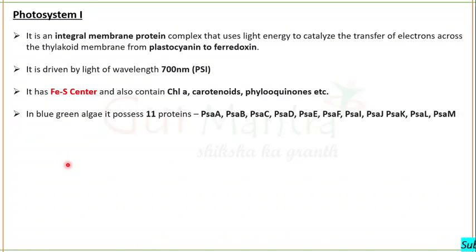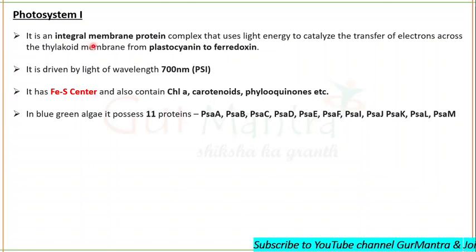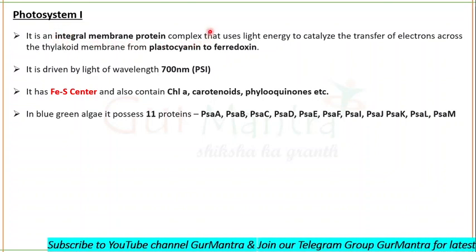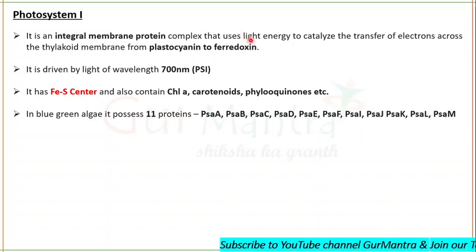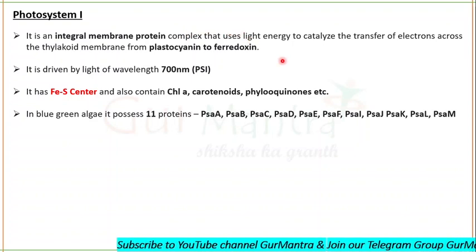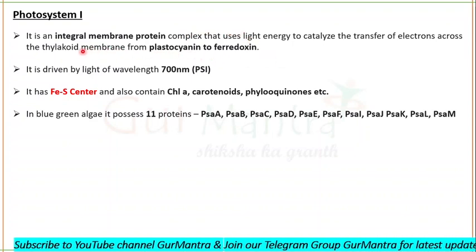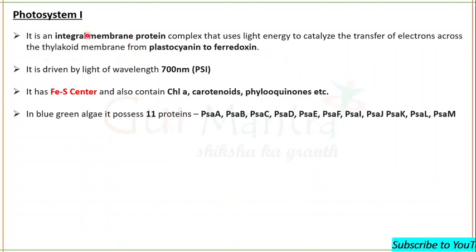Clear? Okay, so let's talk about photosystem 1 now. Photosystem 1 is an integral membrane protein complex that will be using the light energy, and it will catalyze the transfer of electrons across the thylakoid membrane. Okay, you know the thylakoid membrane.